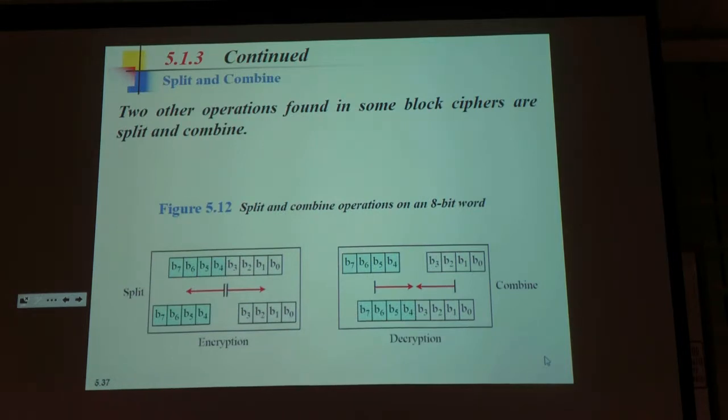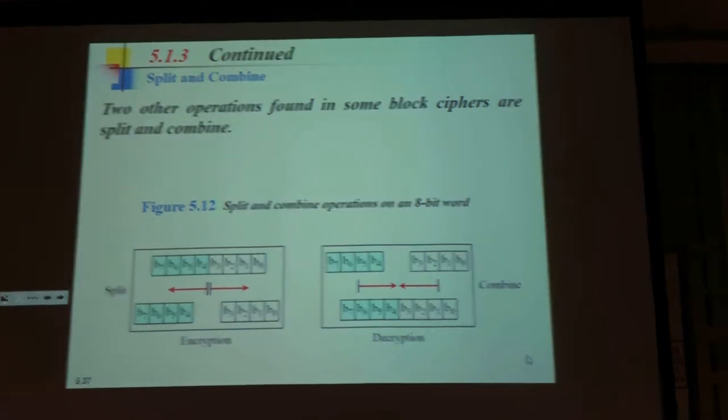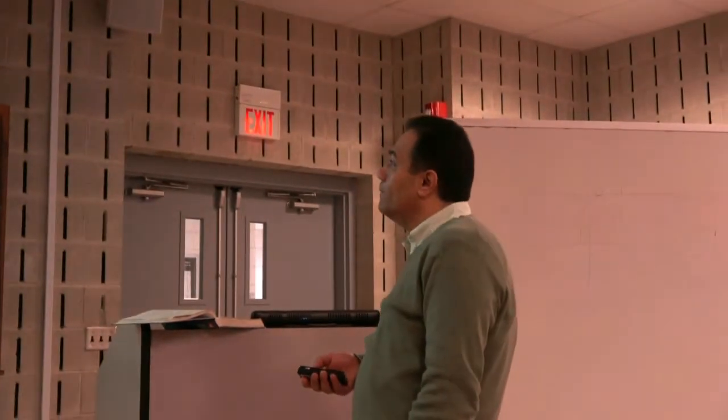Also, there is something called split and combine. So you split the bits in here, okay? And then you combine them in the decryption. So in the encryption you split, and in the decryption you combine. Okay?